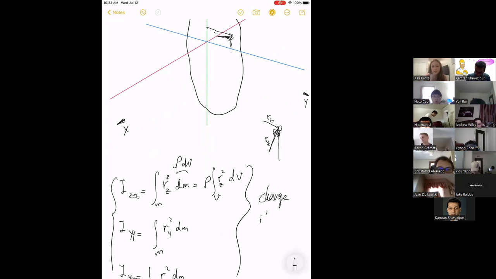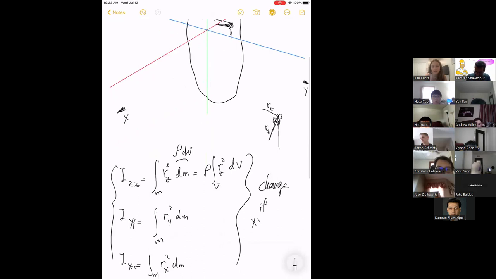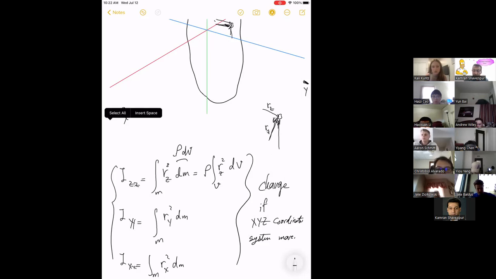If the XYZ coordinate system moves somewhere else, unlike center of mass, which is independent of how you pick your XYZ system, moment of inertia depends on where your axis is. Is that clear? So, okay, now let's go back to the slides.